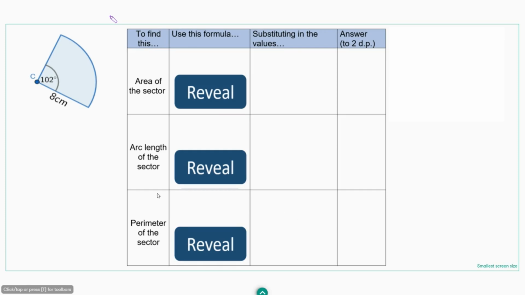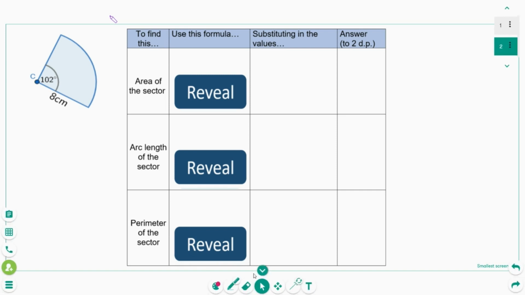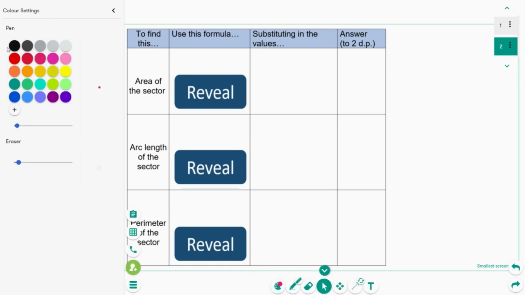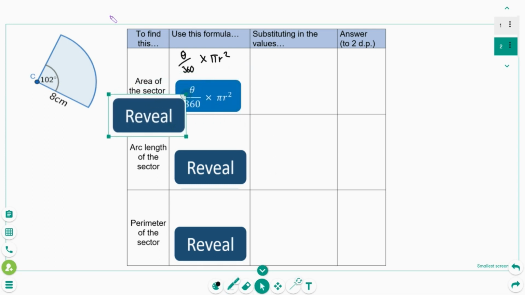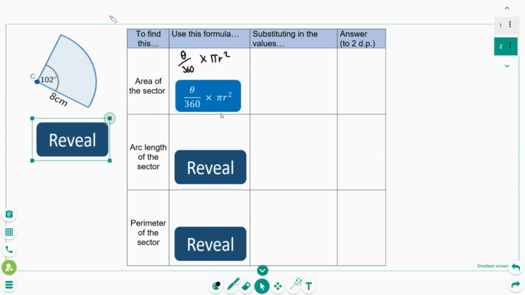Okay. So here we have a sector. You can see that it has a radius of 8 centimetres. Yep. And the angle at the centre is 102 degrees. So, can you remember the formula for the area of a sector? Yeah. Theta over 360 times pi r squared. Okay. Let's have a look and see if that is correct. Great. Well done.